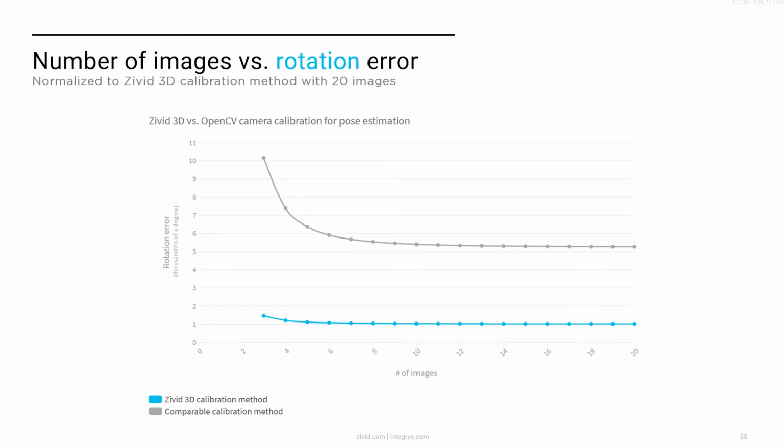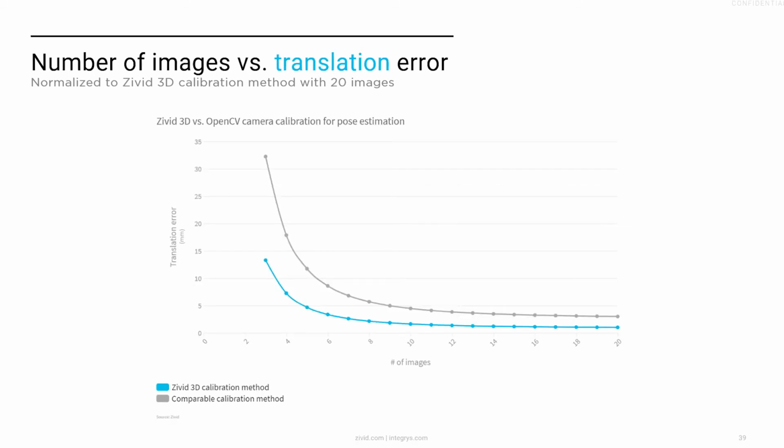And so again, rotation error would mean that error is thousandths of a degree off. So you're measuring how close it was to where it actually needs to be. And the data speaks for itself. You can see that the Zivid calibration method is always producing smaller rotation errors, and it also stabilizes with much fewer point clouds. So obviously better in both respects.